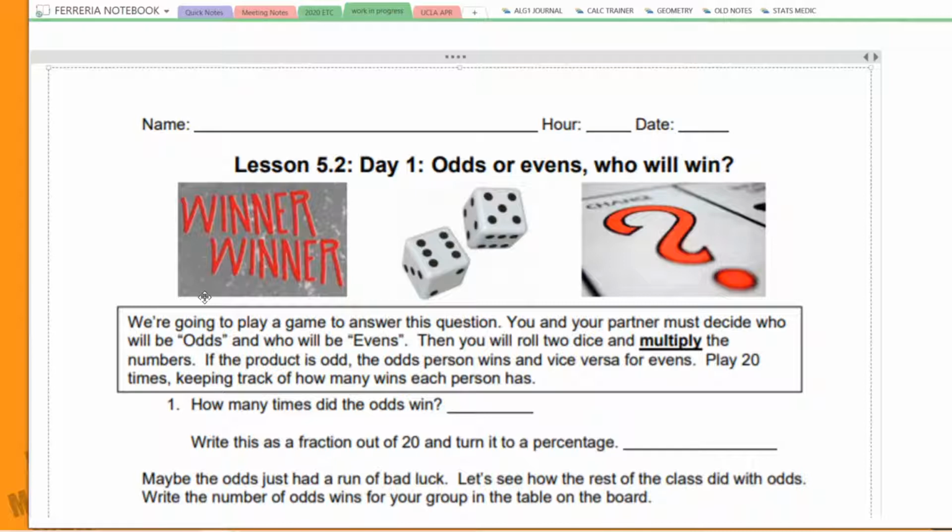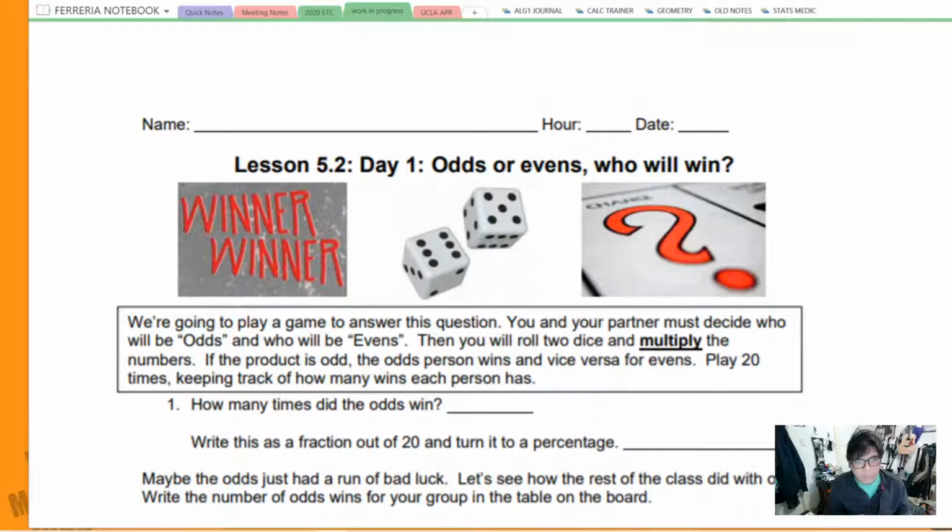And we're going to play a dice game here. The question that we're going to answer is odds or evens: who will win? So you and your partner are going to decide who's going to be the odds and who's going to be the evens. We're not going to worry too much about that for this. We're going to roll 2 dice and multiply the numbers. If the product is odd, the odd person wins, and vice versa for the evens. We're going to do this 20 times and see how many times each person wins.